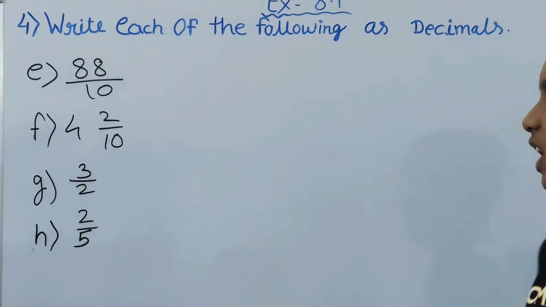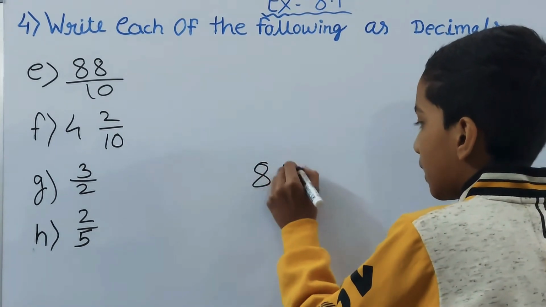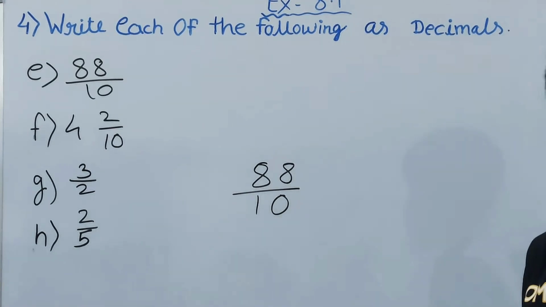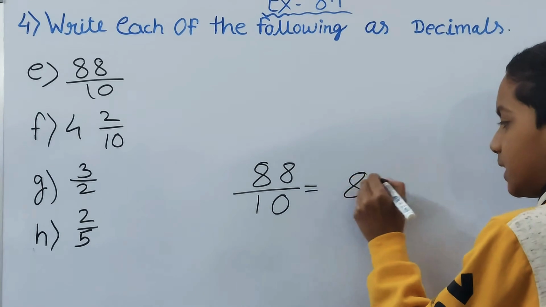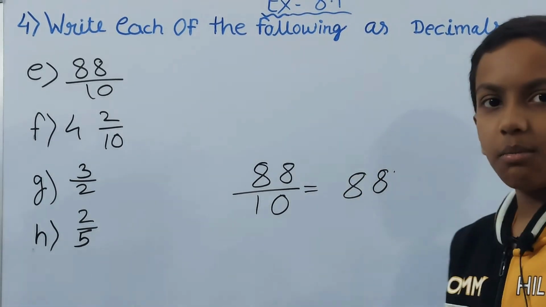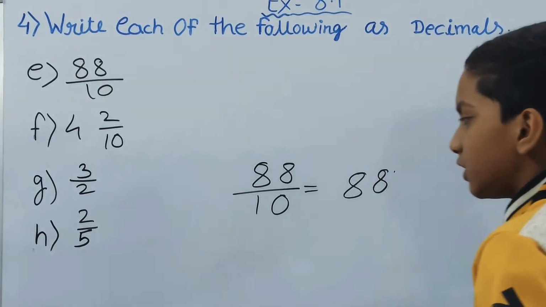So here we will convert this 88 upon 10 into a decimal. So that will be very easy. First we will write 88 here. Alright, and now count the number of zeros in the denominator. So here 1 zero is here.